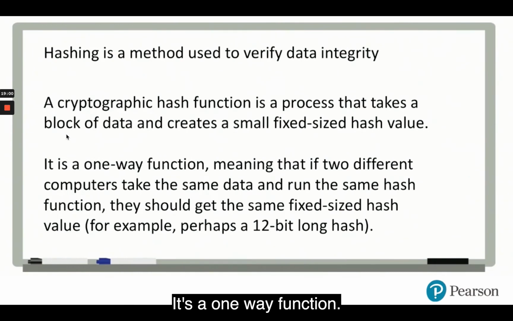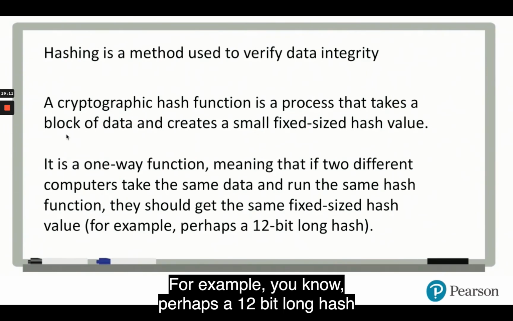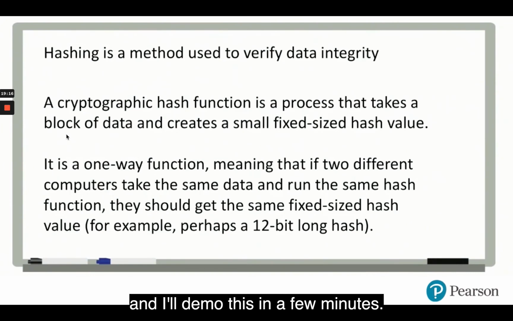It's a one-way function. That means if two different computers take the same data and run the same hash function, they should get the same fixed-size hash value. For example, perhaps a 12-bit long hash. And I'll demo this in a few minutes.